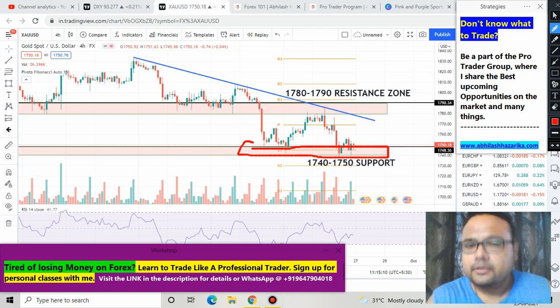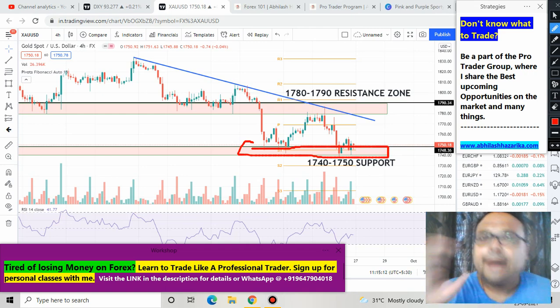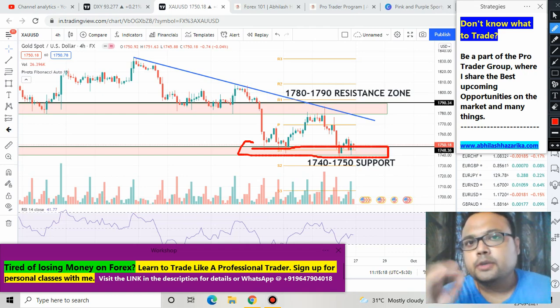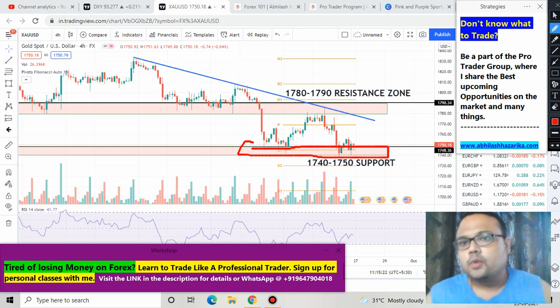So my dear friends, if you already have a long position, a buy position on gold, then you do not need to worry. Just be on the trade with your stop loss below 1740. Yes, you can be on the trade with your stop loss below 1740.